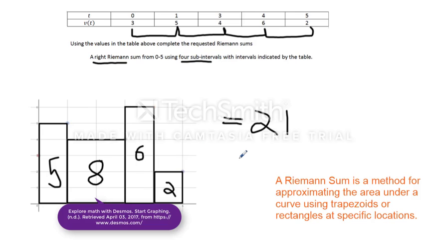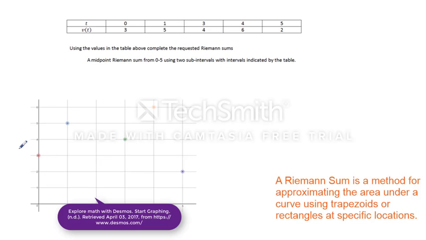And it's extremely common that when doing left and right, we end up with different approximations. Again, it's kind of the best we can do without a function. Now, let's take a look at our midpoint Riemann sum, and this is definitely kind of tricky for some students.